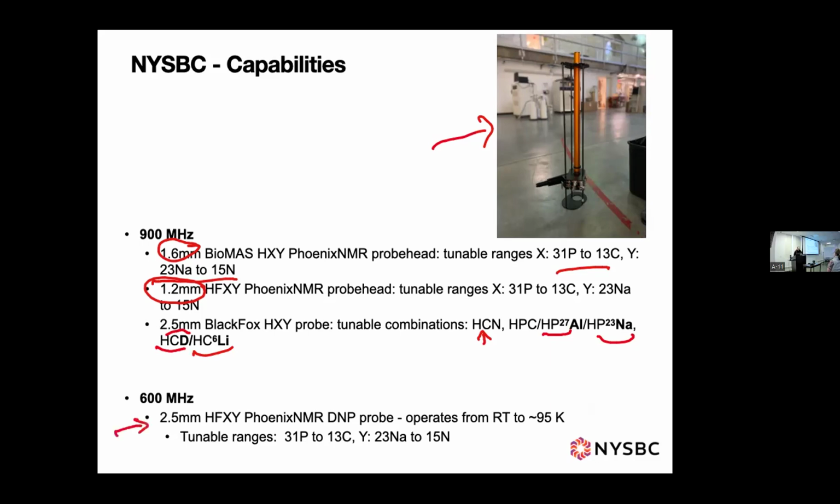The 600 DNP probe has the same tuning range as the other Phoenix probes. It's tunable all the way. That's an HFXY probe. It has fluorine capabilities as well. It's not a quadrupole nucleus, but is another nucleus that people might be interested in. And that is all I have.